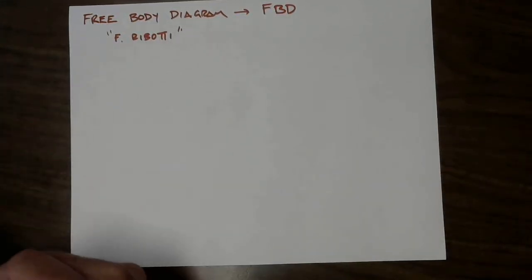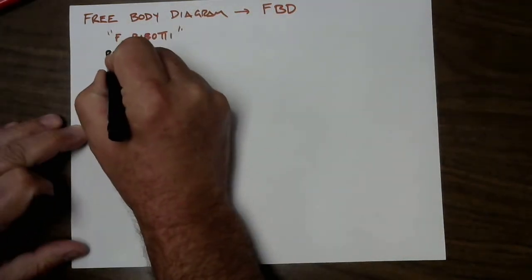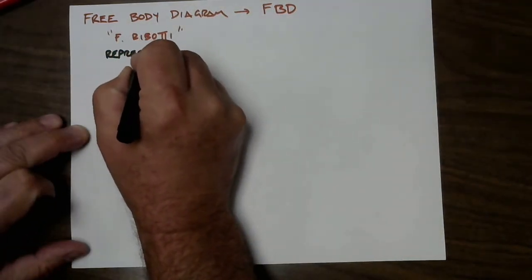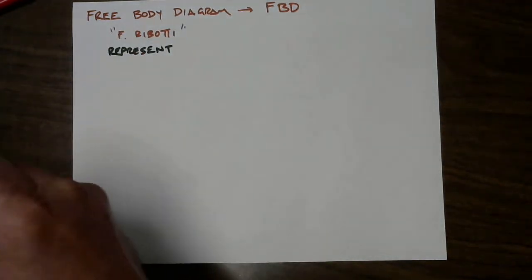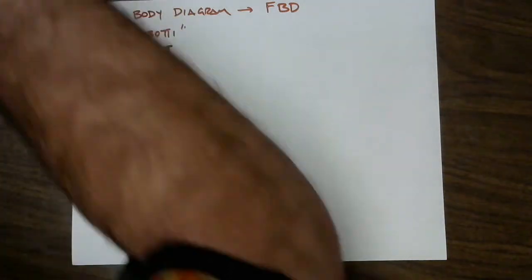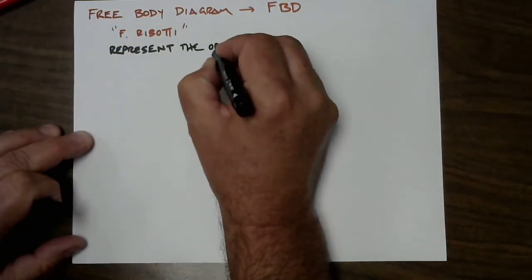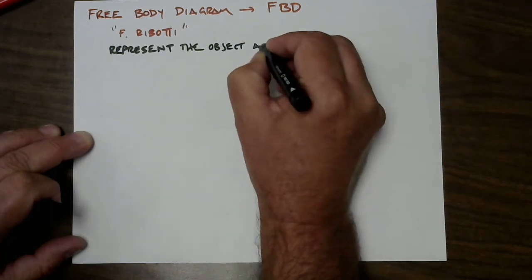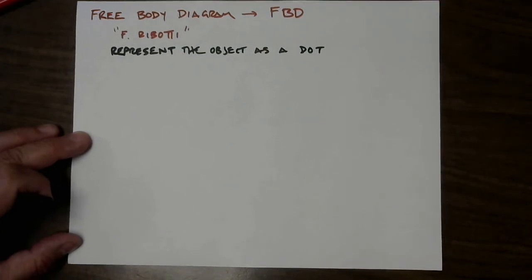And a free body diagram has a couple of really simple rules. Number 1 is to represent the object in question as a dot. So no matter what you're studying, you represent it as a dot.